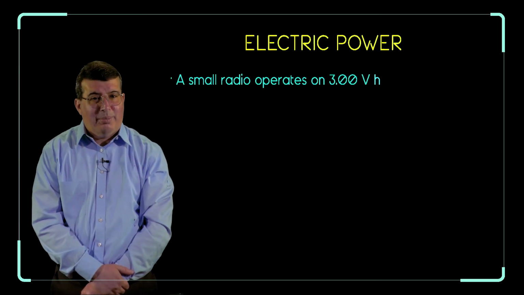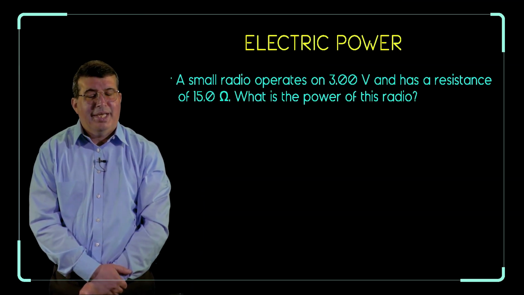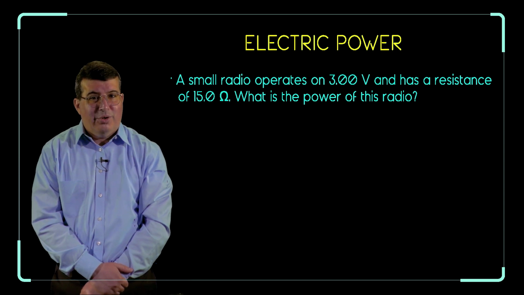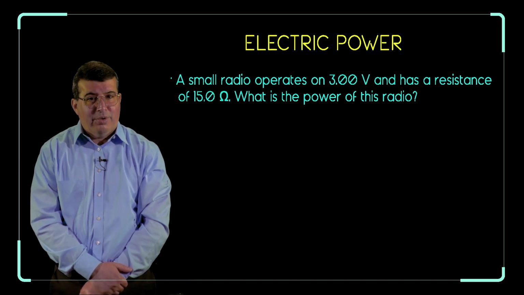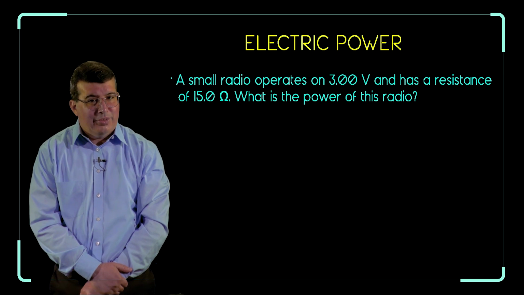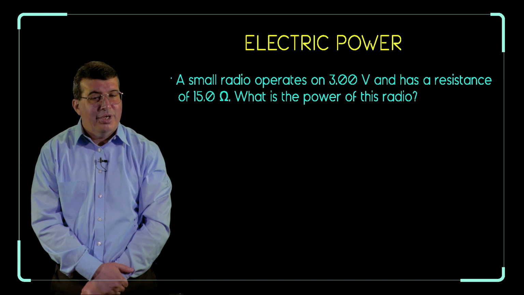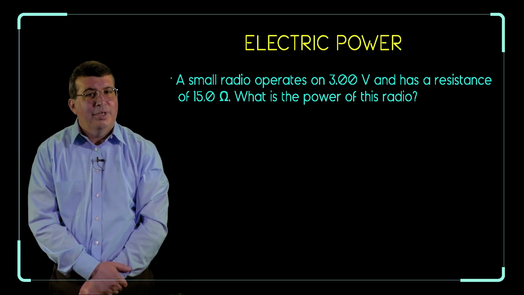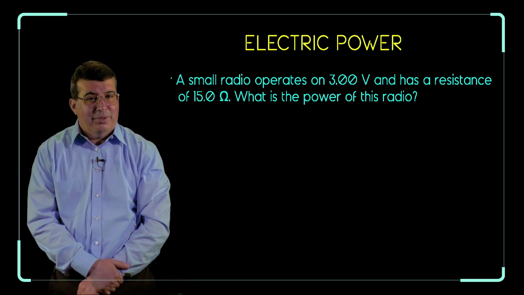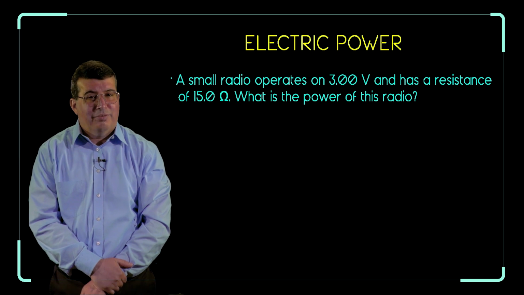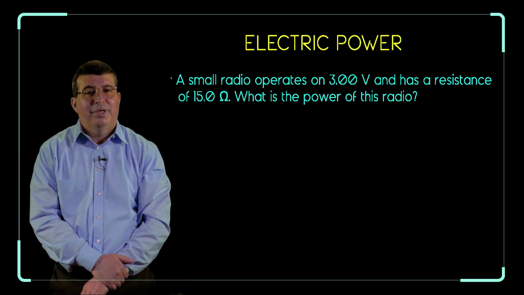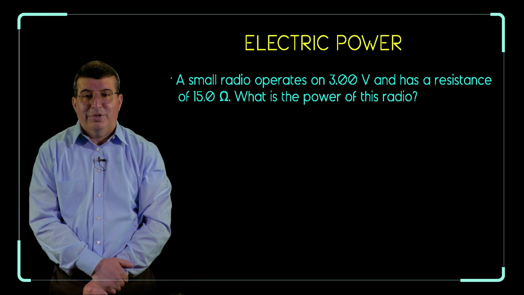Okay, here's another question. A small radio operates on 3 volts and has a resistance of 15 ohms. What is the power of this radio? Okay, think about it. We know that power is current times voltage, but we're not given current. But you can figure it out. So I'd like you to pause, figure it out, work it out, and then when you have an answer and you're ready to see me work through this, hit play again.